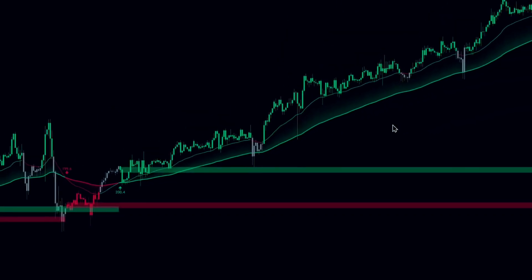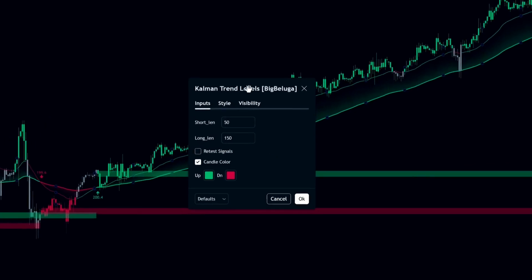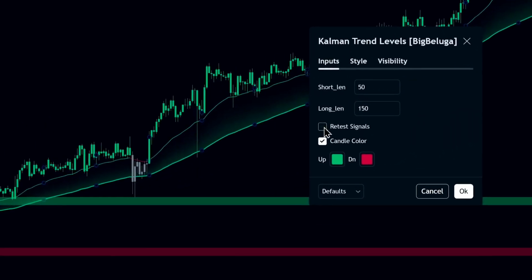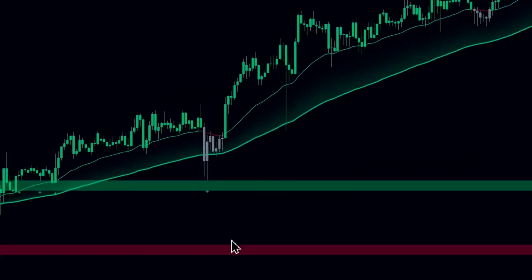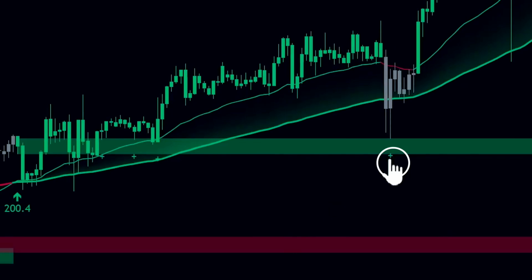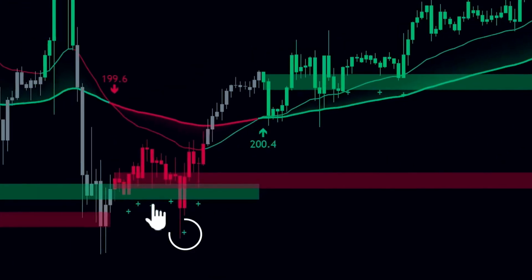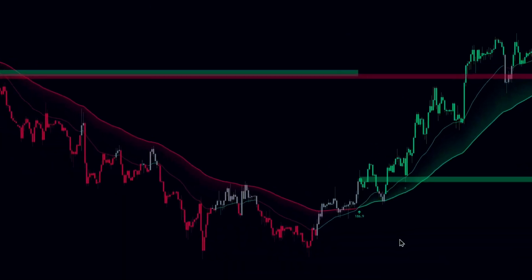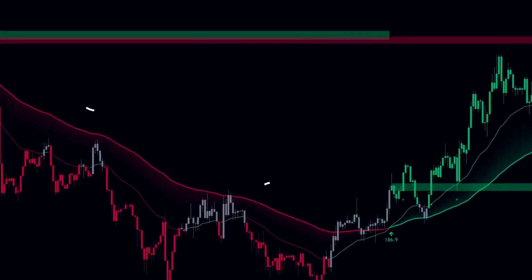Then we have the retest signals. These can be activated in the indicator settings. They appear as plus and X symbols, marking areas where the price retests support or resistance levels. And last but not the least are the trend shift arrows. Upward green arrows signal a shift from bearish to bullish, while downward red arrows mark a bearish turn.